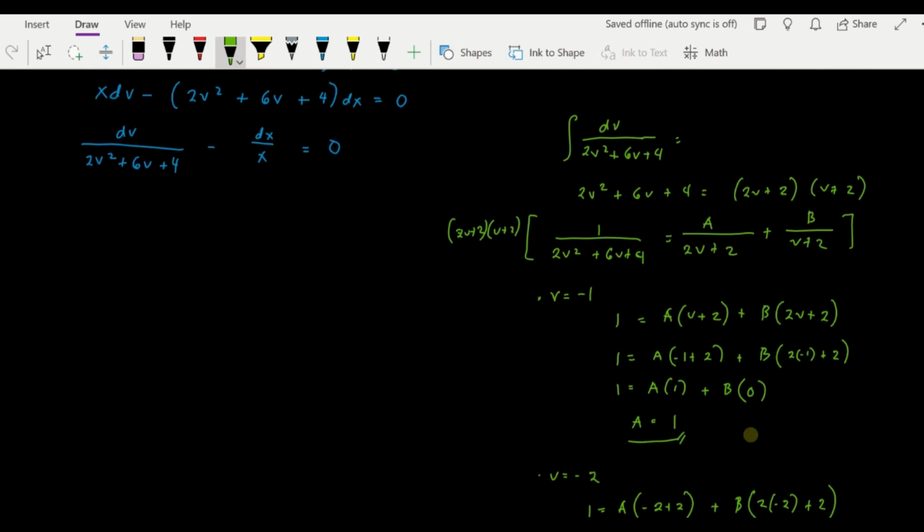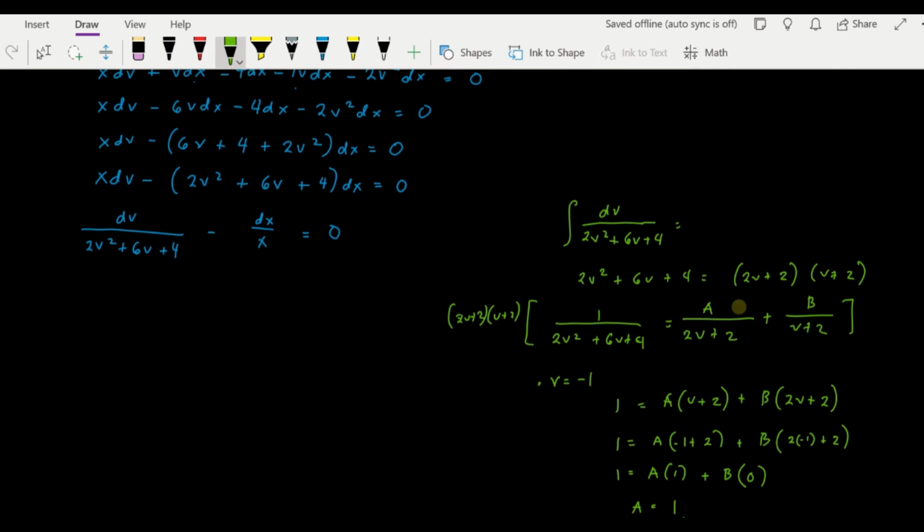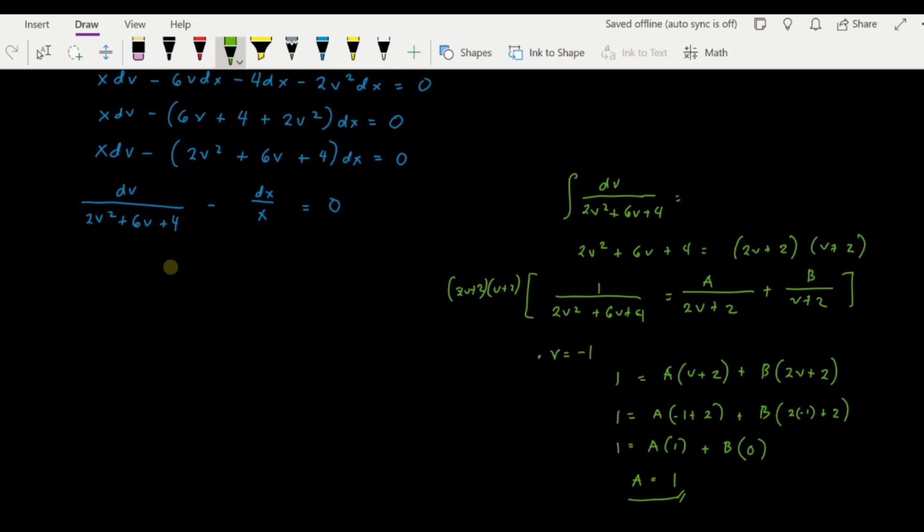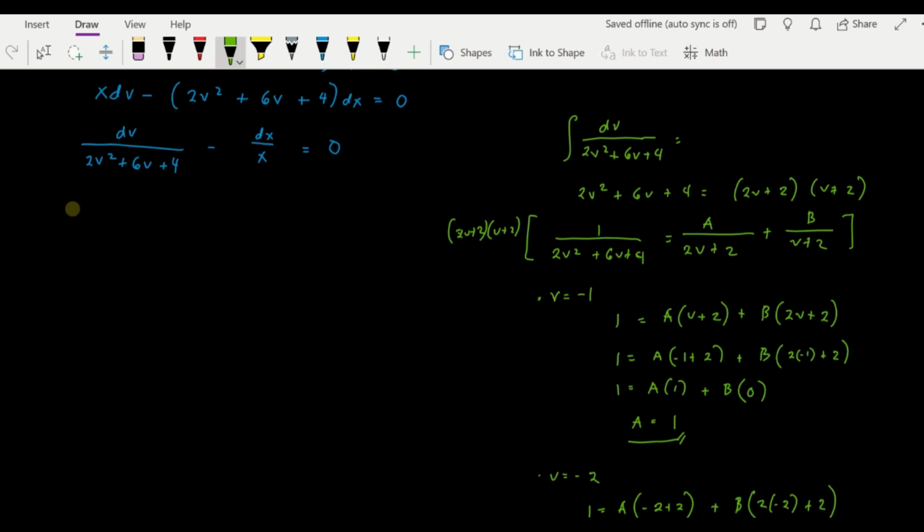Ayan. Ipapalit nyo lang yan dun sa dito. Ito yung decomposed na value nung original. Papalitan lang natin yan. So, ito mangyayari dito sa dv over 2v squared plus 6v plus 4. Paghihiwalayin lang natin yan, magiging dv over ito muna, 2v plus 2. Ano ba yung value ng a? Ang value ng a is 1. So, 1 dv over 2v plus 2.